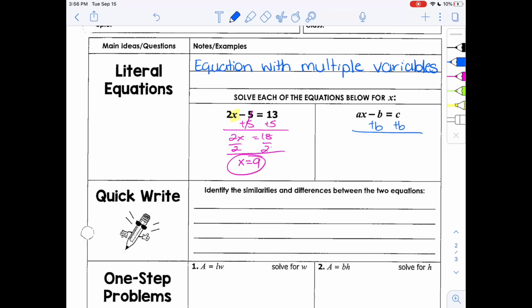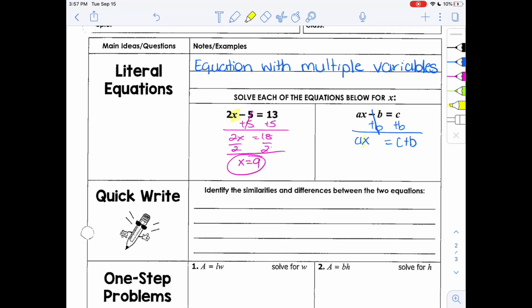When I add b to both sides, this does not change the ax. However, negative b plus b cancels each other out. Equals, I cannot technically add c plus b because they are not like terms. So I have to write that out, c plus b.